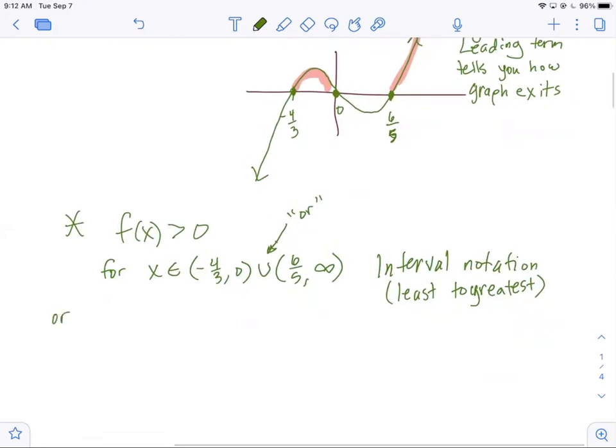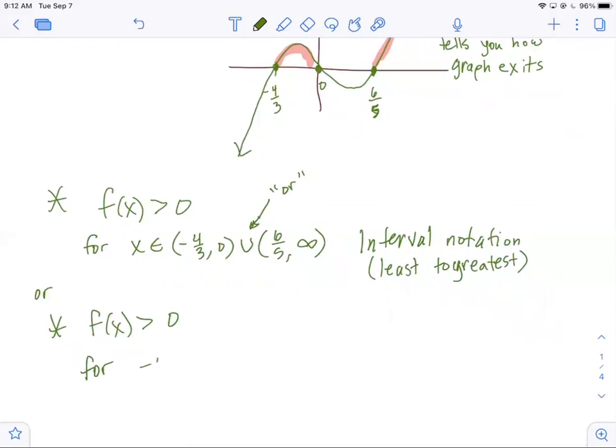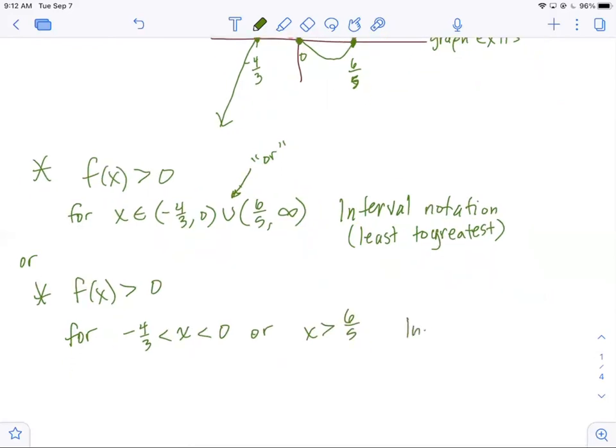Or you could say this. This is the other way to do it. F of X is greater than 0 for, and then you can list it as an inequality. You could say -4/3 less than X less than 0, or X is greater than 6/5. This is inequality notation. They mean the exact same thing.